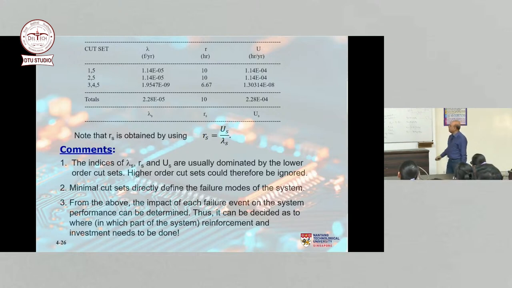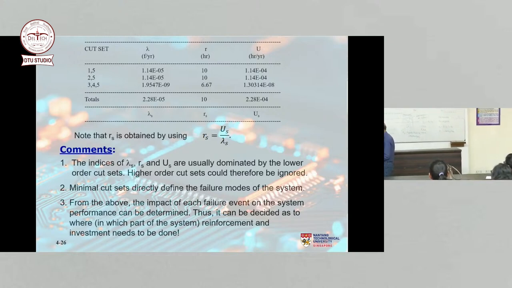From this you cannot determine U. So how do you determine the average outage time? That is average annual outage time divided by average failure rate. Okay. So these are the 3 indices that we need to be aware of.